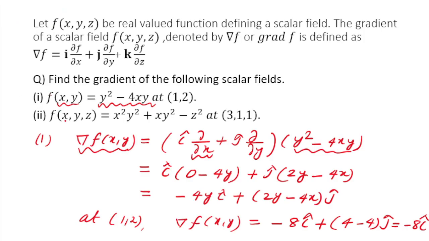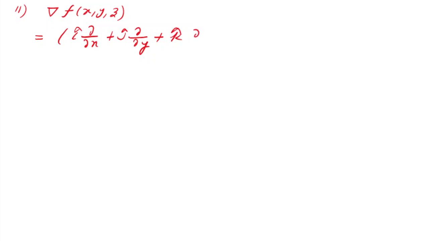So again, here the second problem has three variables x, y, z. So if I have to calculate the gradient of f(x, y, z), then I will be taking what? I will be taking the del operator as i del by del x, plus j, which is the unit vector, del by del y, plus k, and then del by del z. And what is the function here? The function that we have is x squared y squared, plus x y squared, minus z squared.